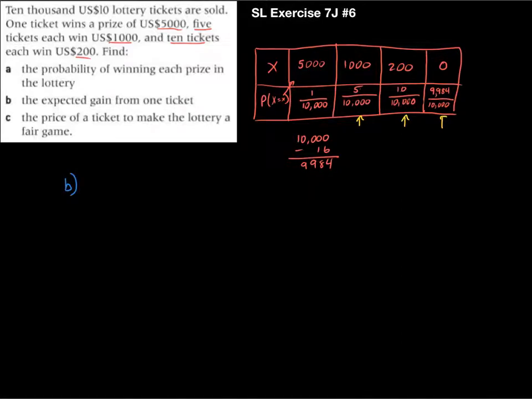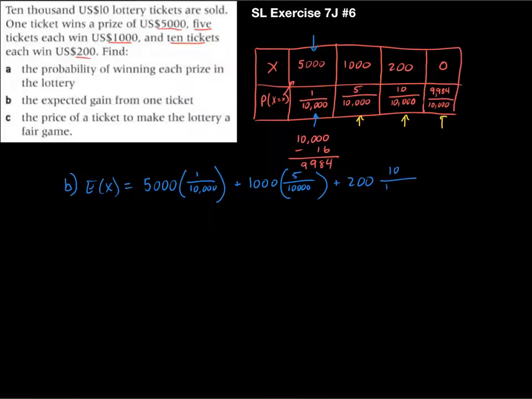Okay, so this is the expected gain for one ticket. Now, the expected gain is just the same thing as saying what is the expected value of that ticket. And if you've watched any of the other videos, we go through this process where you take the value and you multiply it by its probability. So we just take the value of 5,000, and 1 out of 10,000 people will get that $5,000. And then we take that value of 1,000, and 5 out of 10,000 will get that. And then we add on the 200 times 10 over 10,000.